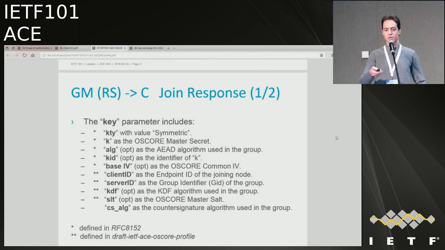Most of these parameters are optional, but in the end, it's about providing the OSCORE master secret in K, the endpoint ID assigned to the joining node in the client ID parameter, and the group ID in the server ID parameter.